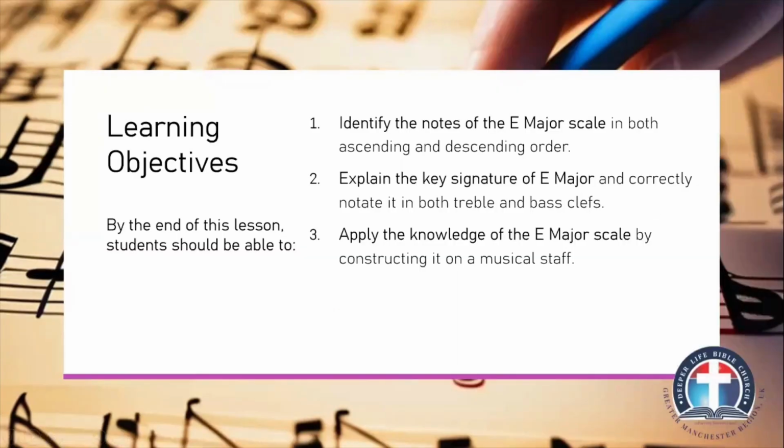Our learning objectives: by the end of this class, students should be able to, number 1, identify the notes of the E major scale in both ascending and descending order. Number 2, explain the key signature of E major and correctly notate it in both treble and bass clef. Number 3, apply the knowledge of the E major scale by constructing it on a musical staff.